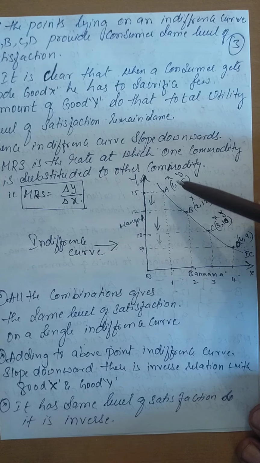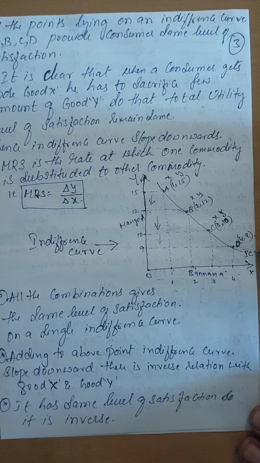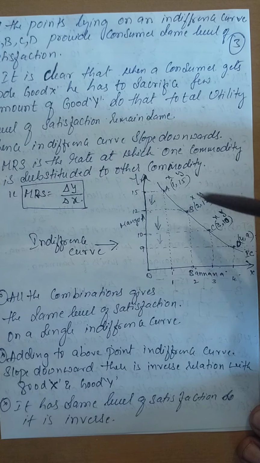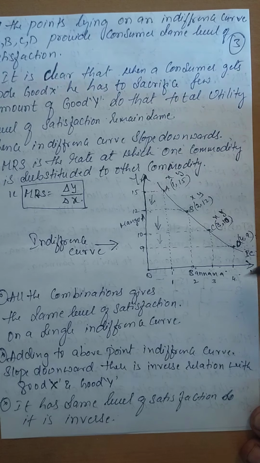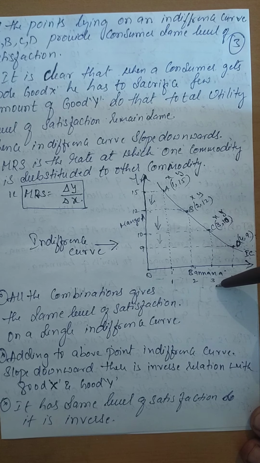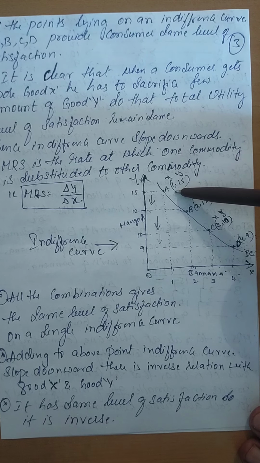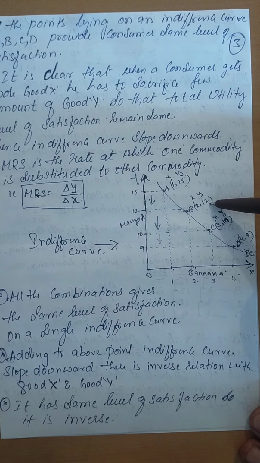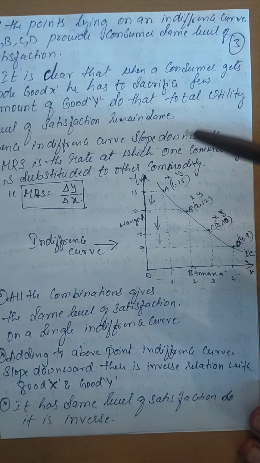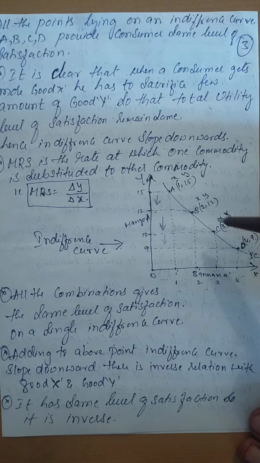That is the main reason we say this curve is sloping downwards, from left to right. IC is nothing but indifference curve. Last point: it has the same level of satisfaction and it is inverse. Yes, it is inversely proportional, not directly. If it were directly proportional, this would also be 15 and this also 15. It never happens like that. It never happens that 2 and 2 or 12 and 12. If it happens, we call it monotonicity, and we will not call it an indifference curve. So this is about the indifference curve.